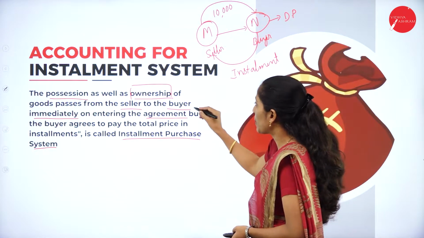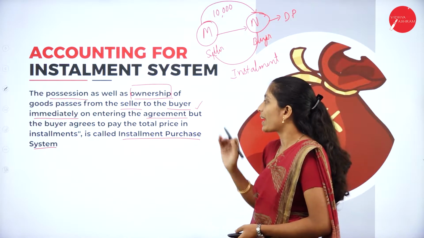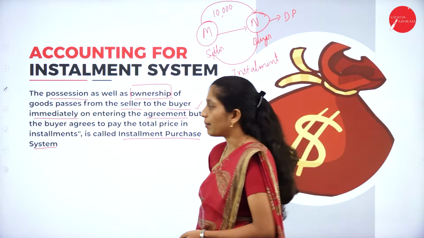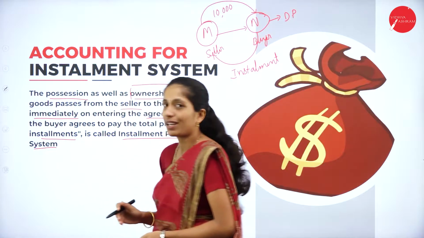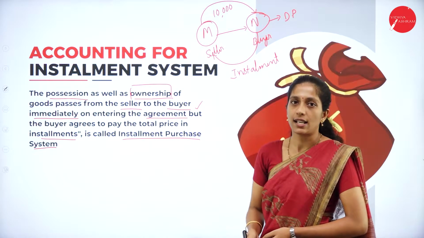So there is an agreement between the buyer as well as the seller, but the buyer agrees to pay the total price in installments. So here also the payment will be made in the form of installments. This is called the installment purchase system.